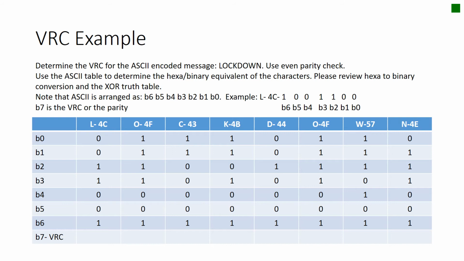Note again that ASCII code is arranged as B6, B5, B4, B3, B2, B1, B0, or that is the order of your ASCII code. For example, let us say L, uppercase L, in hexa is 4C. To translate 4C, again, C is equivalent to 1100 in binary, and then 4 is equivalent to 100 in binary.